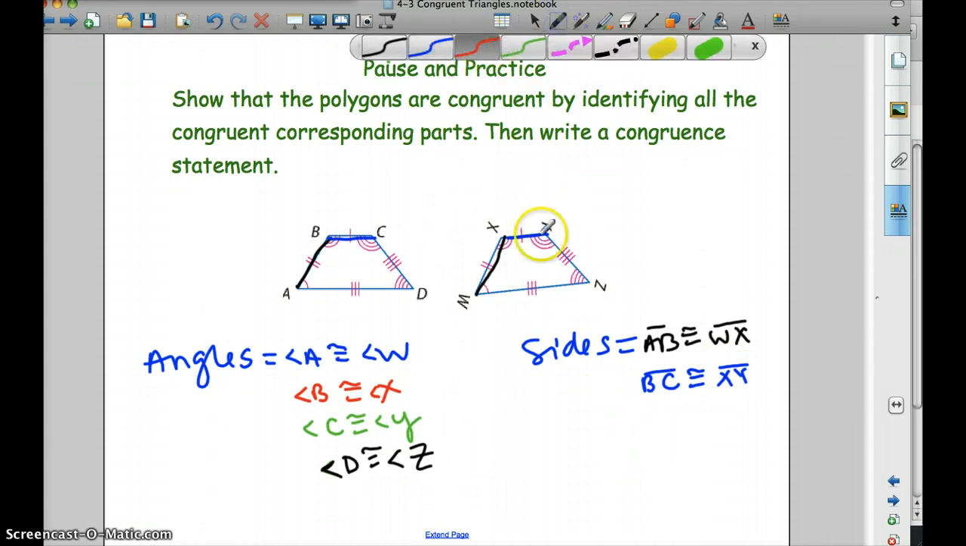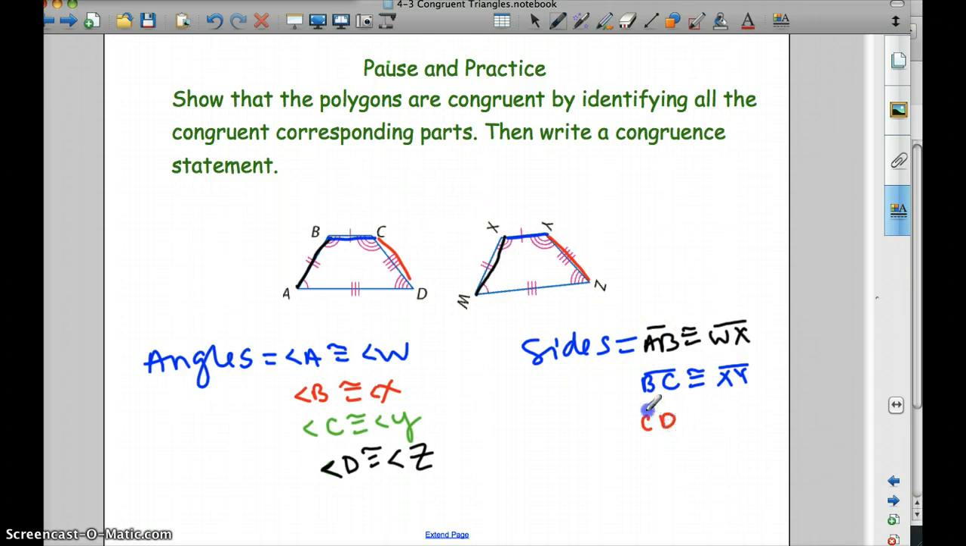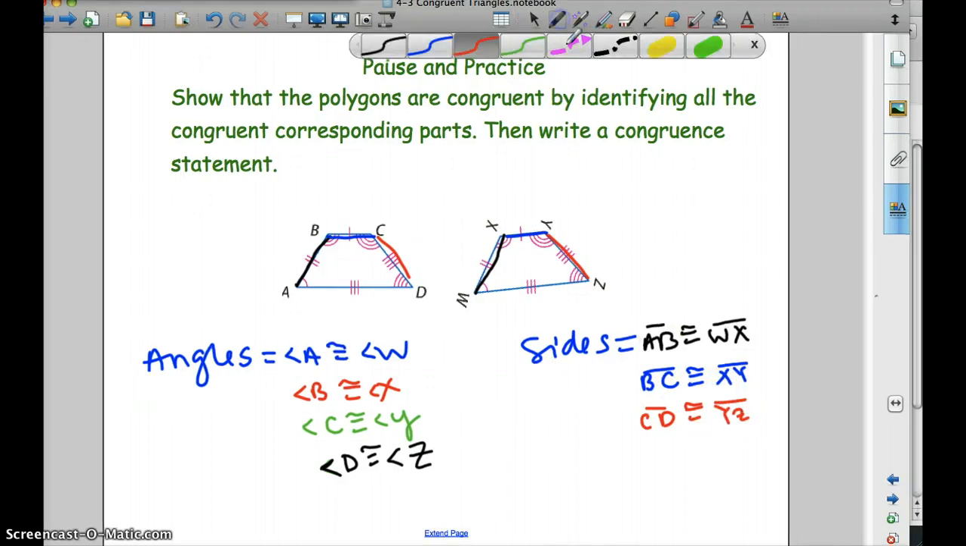Let's try the next one. YZ here and CD. So how am I going to write that? If I want to write CD, what's my other segment going to be? Well, C is congruent to Y, D is congruent to Z, so it's going to be YZ. Order does matter. You're not going to get sick of me saying that, trust me.